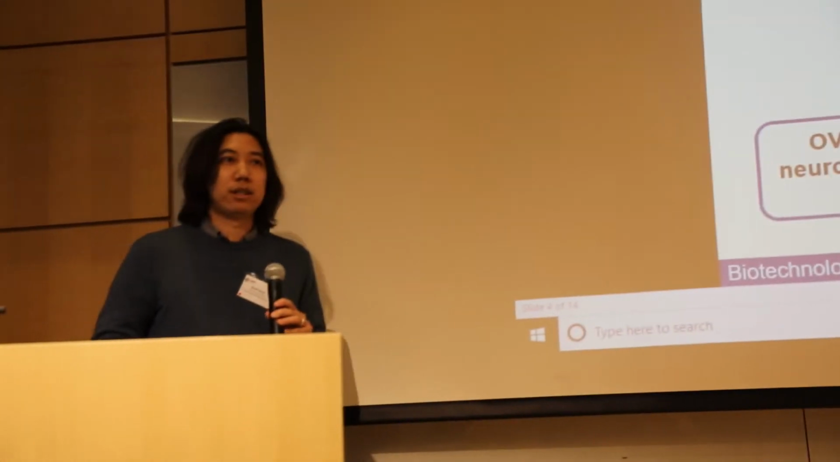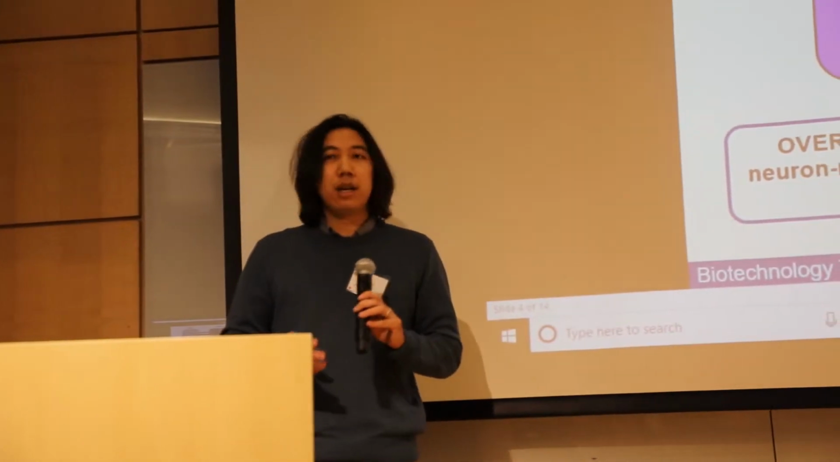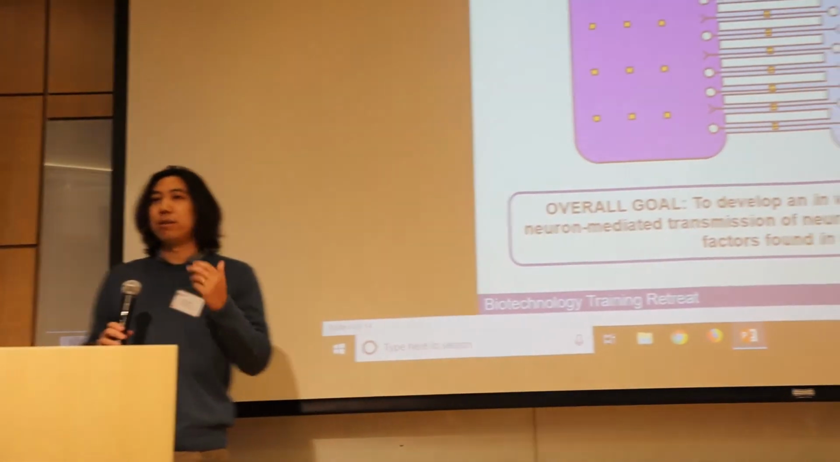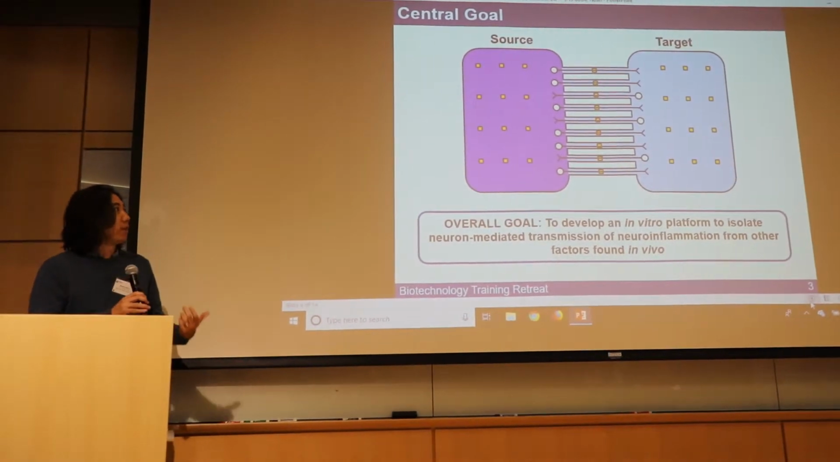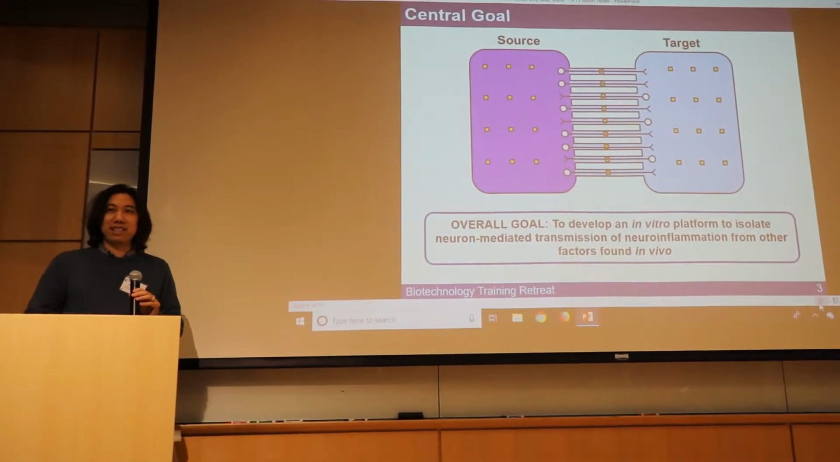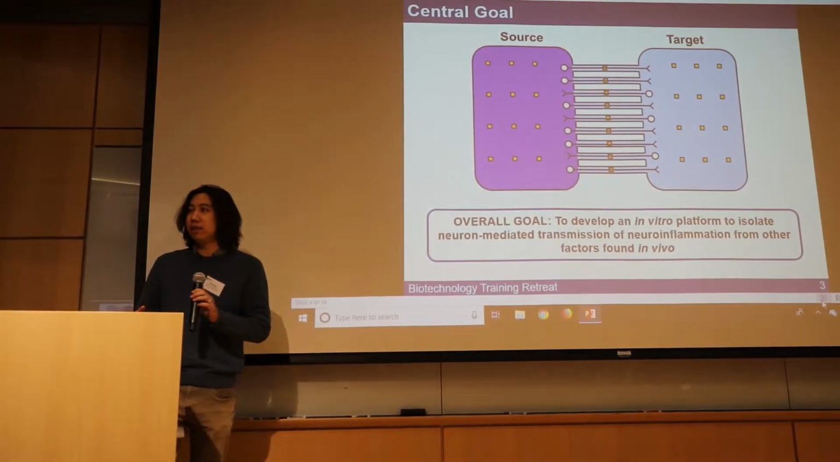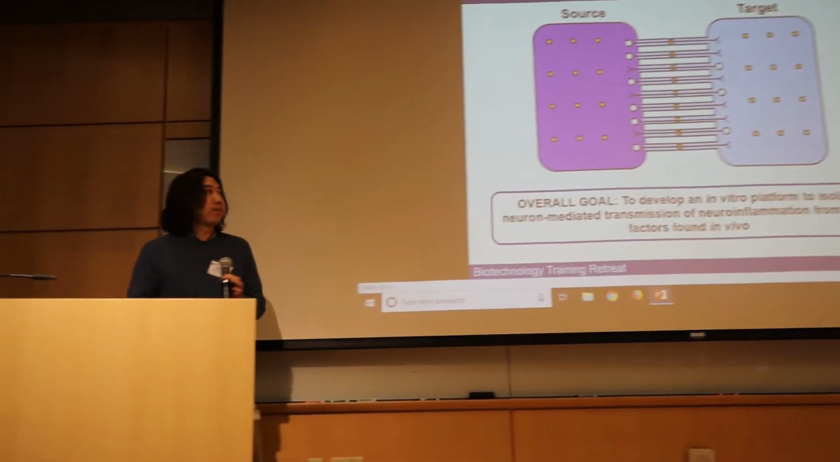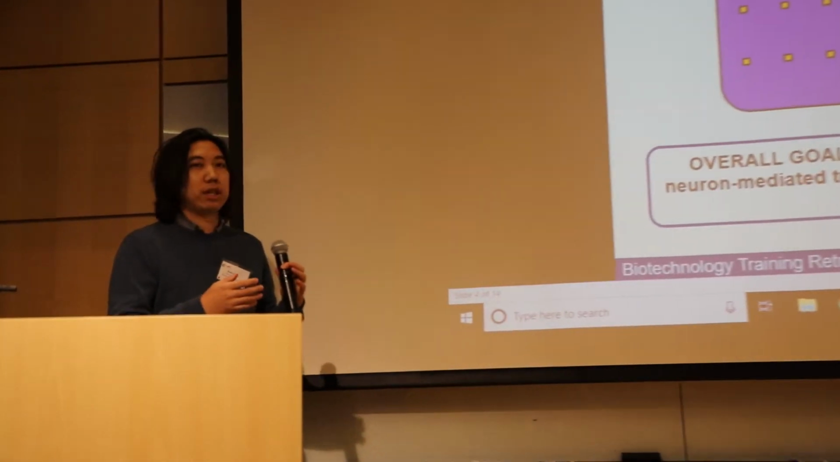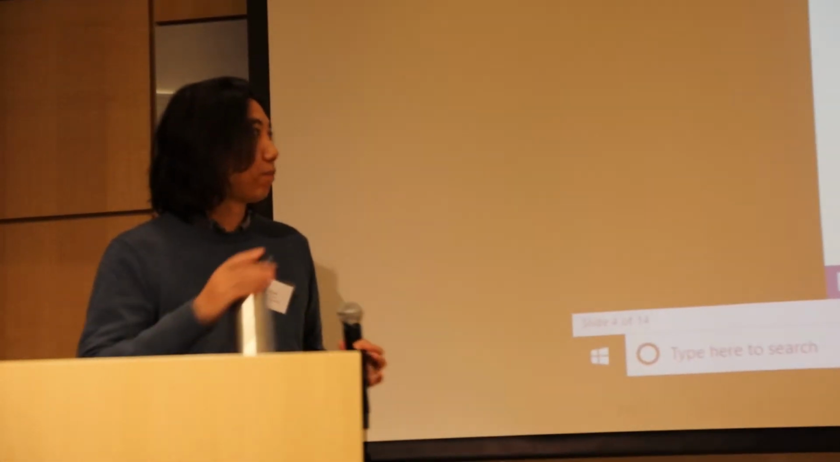So on the screen, you can see a schematic of my device. It consists of two cell culture chambers that are connected by a series of microchannels along with an embedded microelectrode array. And the idea behind this is that we can maintain two distinct neural populations in each chamber and then allow them to connect synaptically through axonal projections throughout the microchannels.